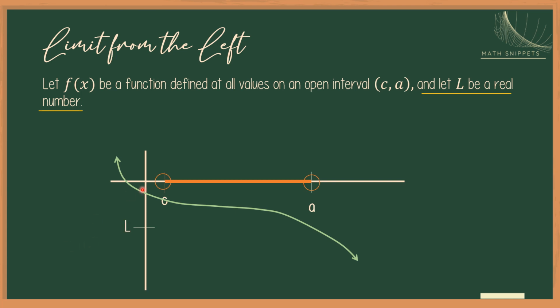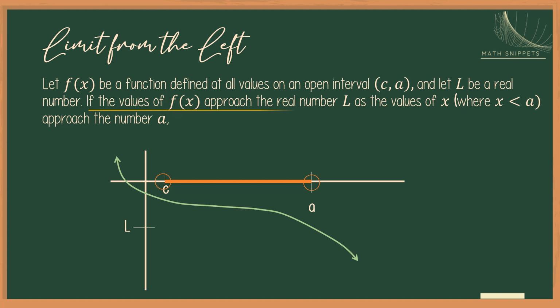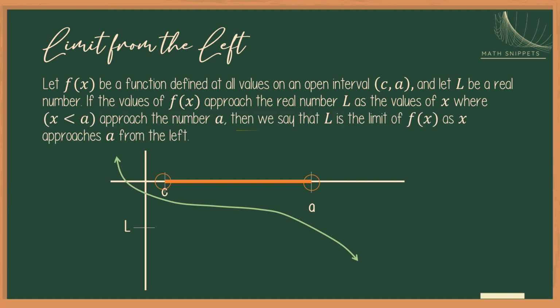Now, let L be a real number. Let us locate L on the y-axis. If the values of f of x approach the real number L, what does that mean? When the y values of the function approach L, the values of x approach the number a, meaning as the values of x move from c to a, these are the values that are less than a. Then we say that L is the limit of f of x as x approaches a from the left.